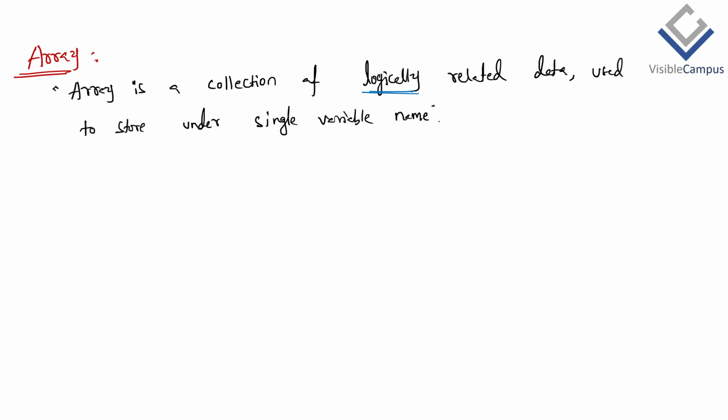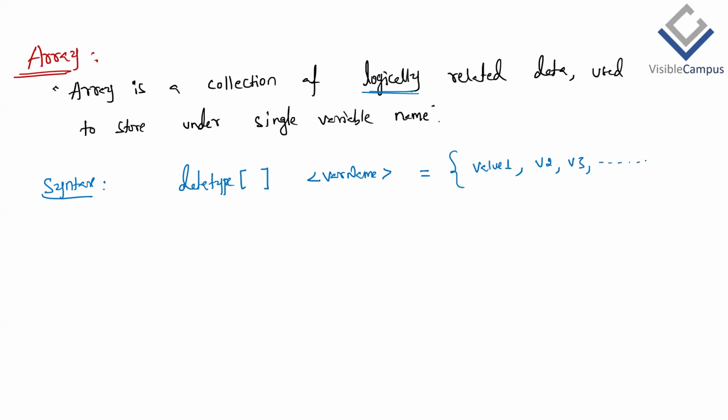For this, the syntax of an array is: data type, square brackets, variable name of programmer choice, assignment operator, then curly brackets, value 1, value 2, value 3, and so on. We can use any number of values, no restriction there. So this is the syntax of an array.